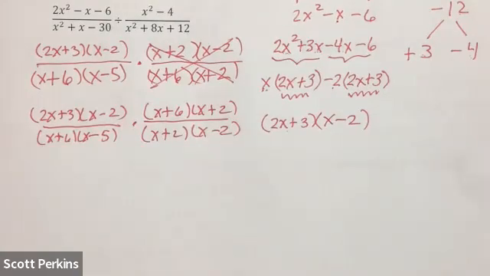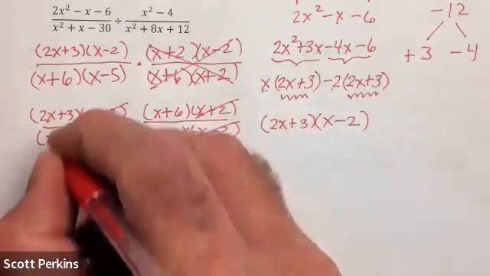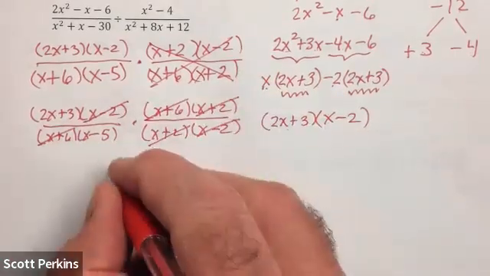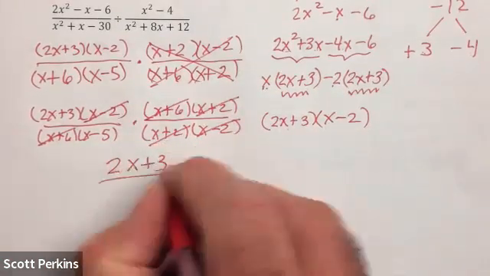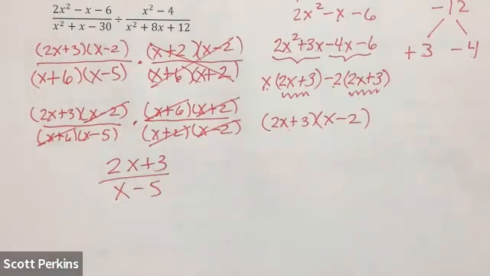All right, and now I'm going to go ahead and cancel. So x minus 2's cancel, x plus 2's cancel, x plus 6's cancel. That's great. And I have 2x plus 3 left in the top and x minus 5 left in the bottom. And that is that.